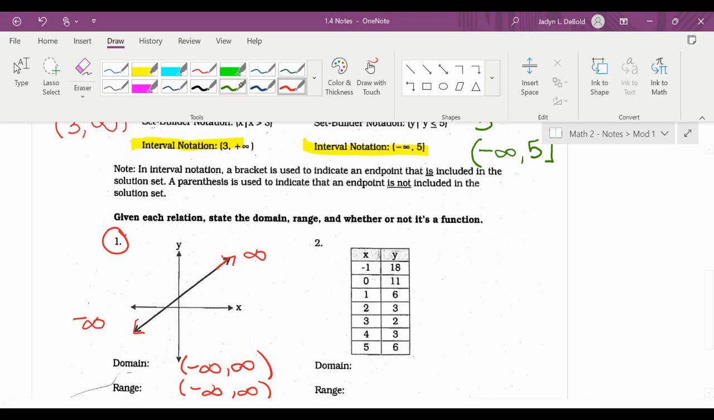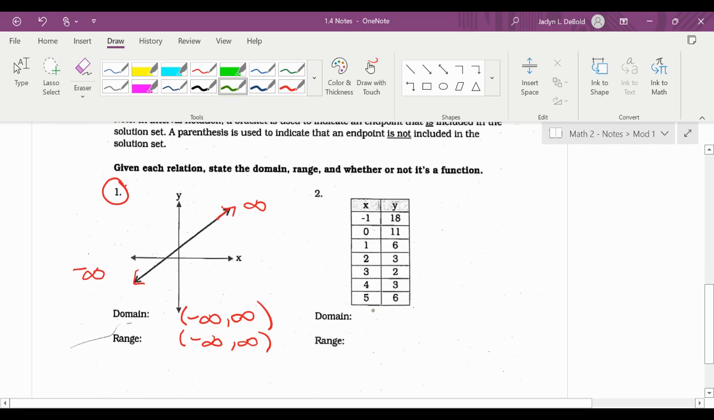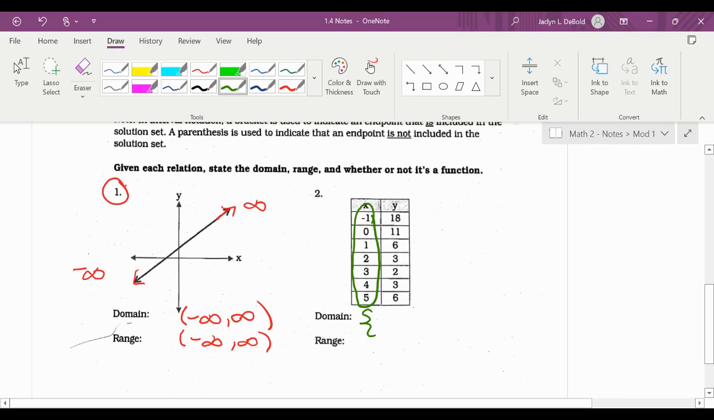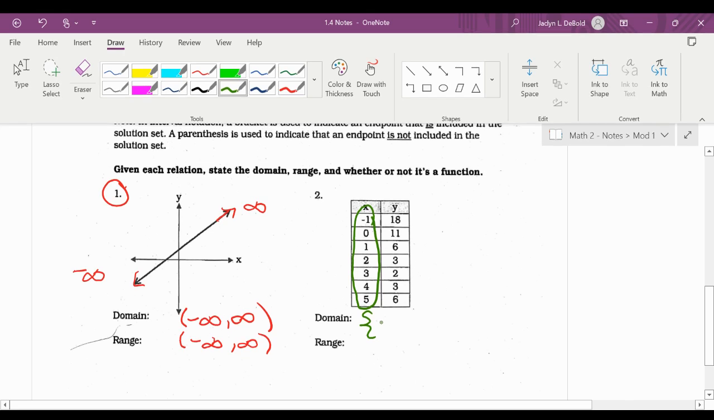For the table, we're going to do the same exact thing that we did above. I have an x column and a y column. For our domain, domain is all the x values we can have. We always want to write it in numerical order, but we also aren't going to write any repeated values. So we have here -1, 0, 1, 2, 3, 4, and 5.